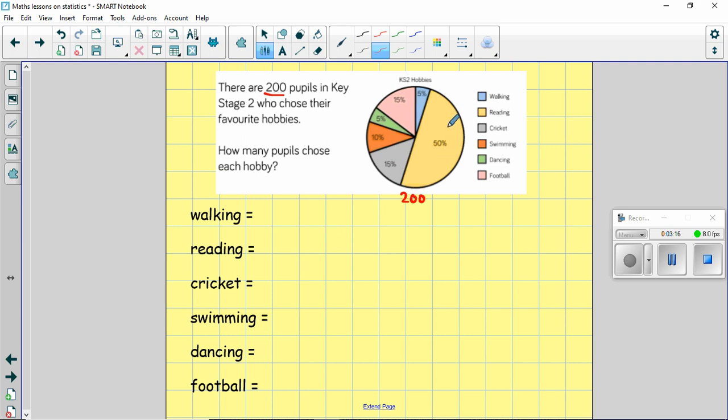So let's have a look at reading there. That's 50%. So I can do that really quick because I know 50% is a half. So half of 200 is 100. So reading would be 100. Okay, so I've done that one.